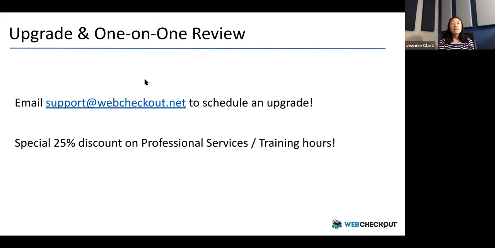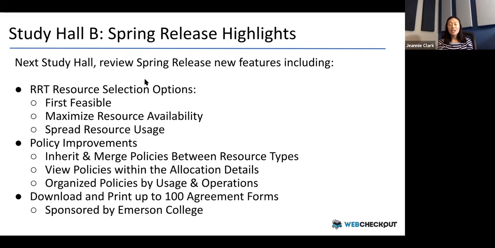And then finally, for our next study hall, which will be featured in May, we will be highlighting our spring release. Just some notable features we wanted to introduce you to. The spring release will include RRT resource selection options. So you'll now have the option to choose what kind of resource WebCheckout will select when assigning to a reservation by type. So you have the first feasible, maximize resource availability, or spread resource usage. We'll demonstrate and show you this in our next study hall.